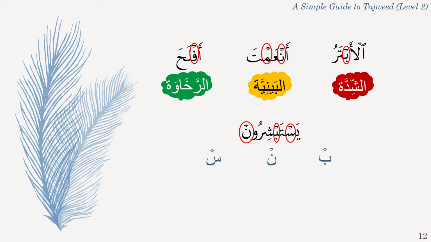As Sin is from the letters of Ar-Rakhawa, it took the longest time. On the other hand, letter Ba took the least time as it is from the letters of Shidda, while letter Noon took an intermediate amount of time between Sin and Ba as it is from the letters of Al-bayniyah.